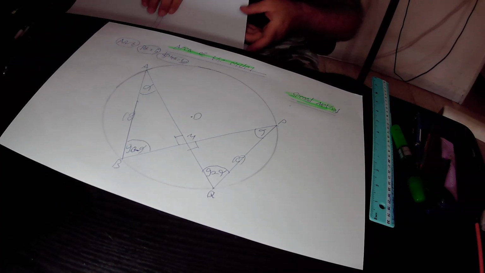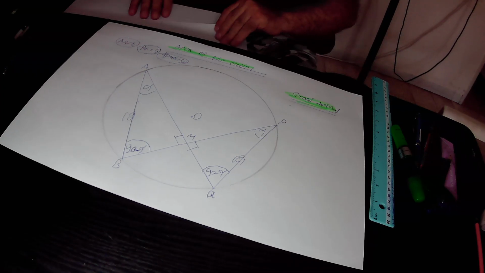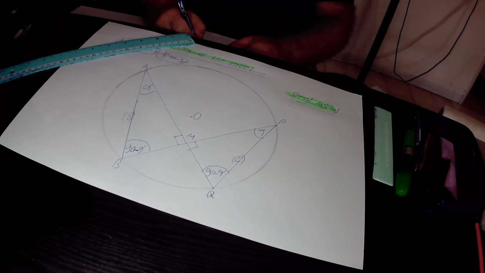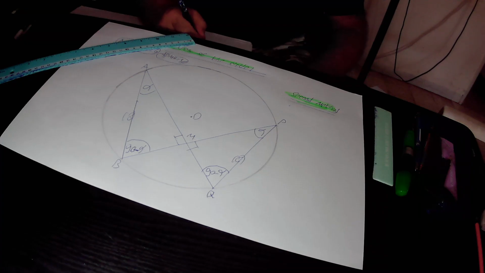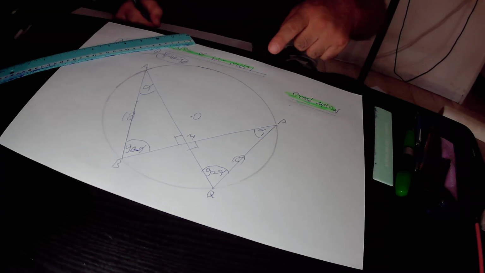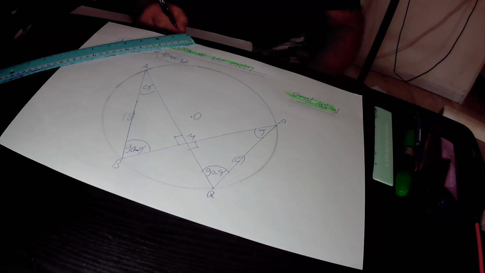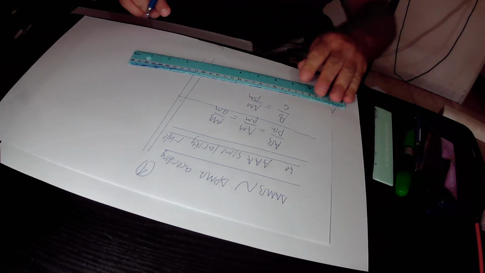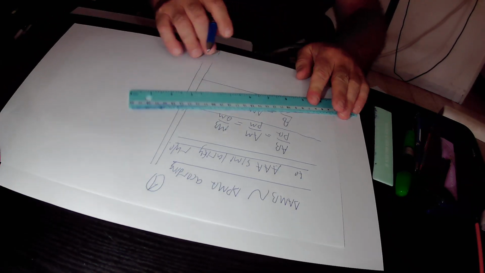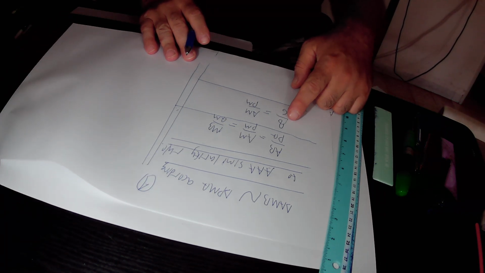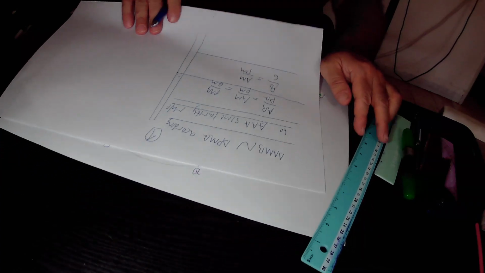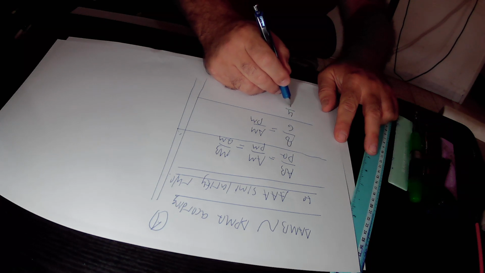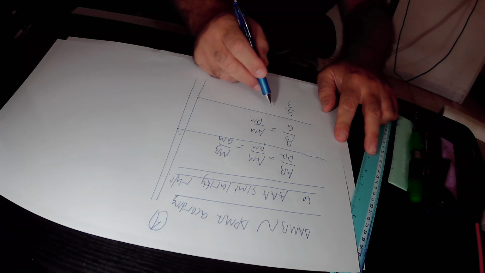AB is 8 over PQ is 6, and it is equal to AM over PM. Here again, we found out that 8 over 6 equals AM over PM. Here we will divide both the numerator and the denominator of this number by 2, and we get that 8 over 2 is 4 and 6 over 2 is 3. So 4 over 3 equals AM over PM.